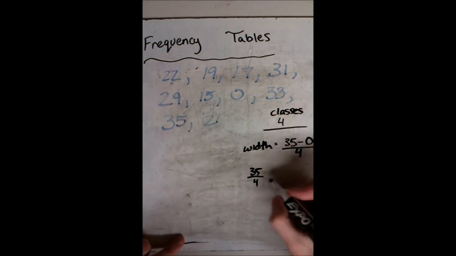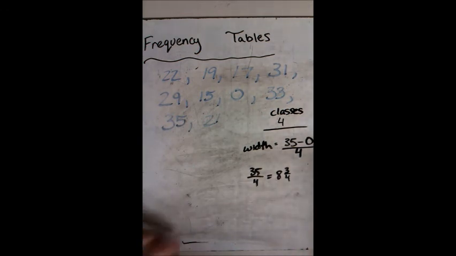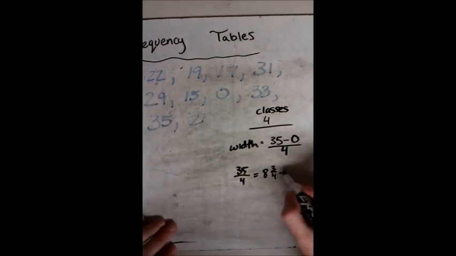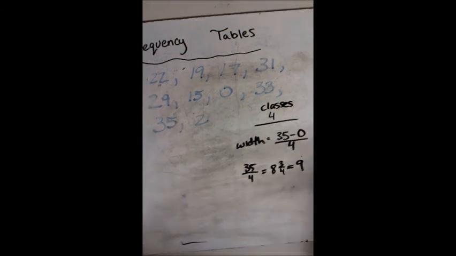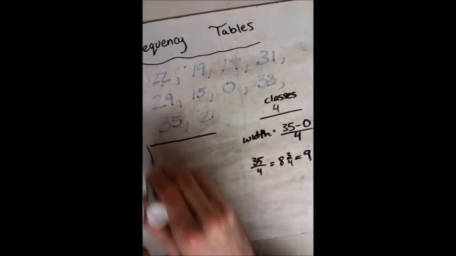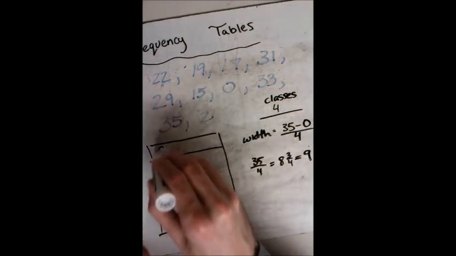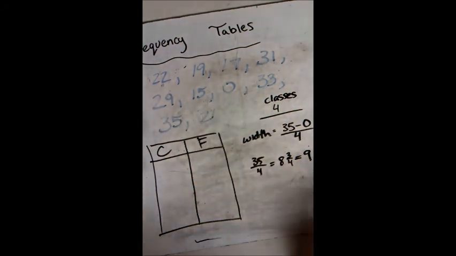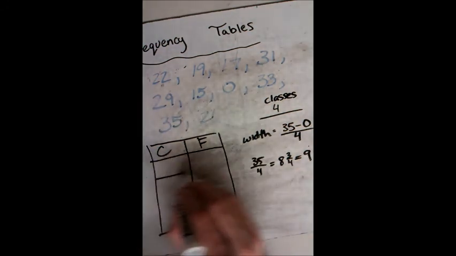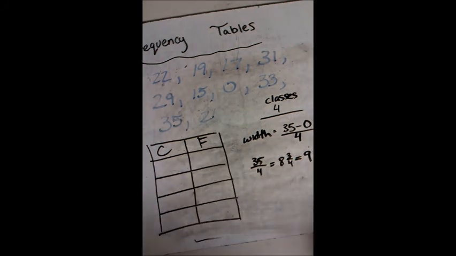Well, 4 goes into that 8 times with 3 left over. And again, you always round that number up, no matter what. So we round that up to 9. So there are going to be 9 numbers in each class. So then we can make ourselves a little table real quick. So we got classes, and we got the frequency. So we want to have 4 classes all together. So 1, 2, 3, 4.